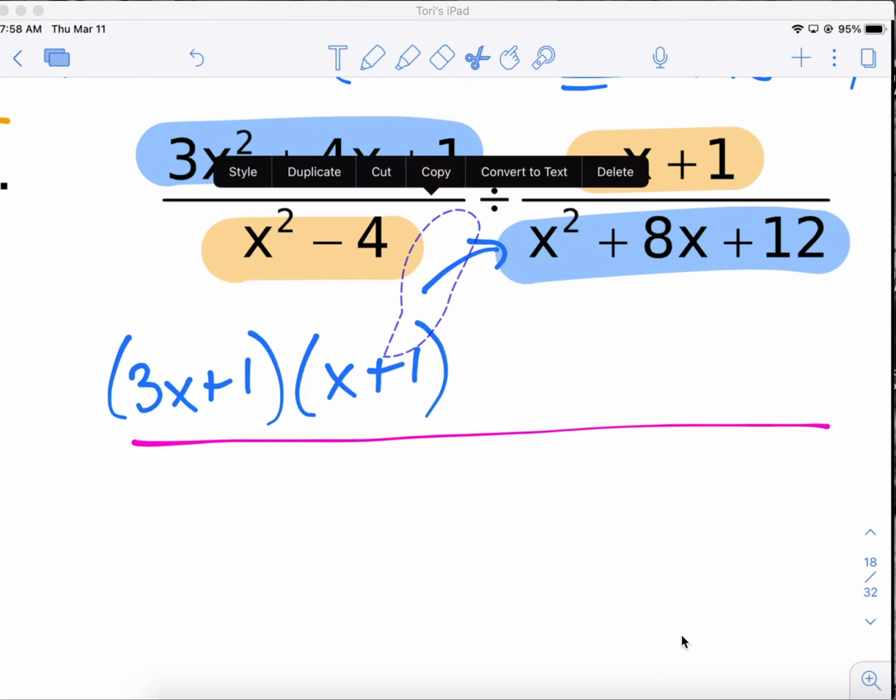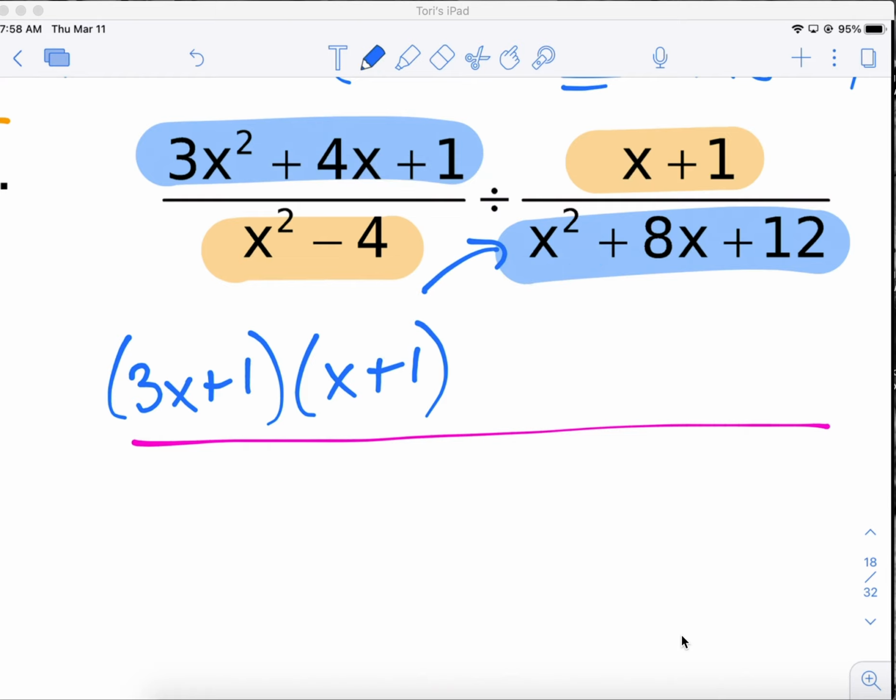So now we're going to factor this one. He's very basic. He has an x to start, so multiply to make a 12, add up to make an 8 is going to be 6 and 2. X plus 6, x plus 2. Now let's go to orange.